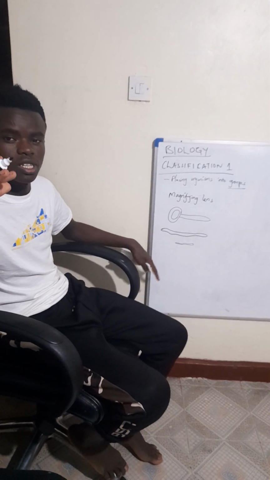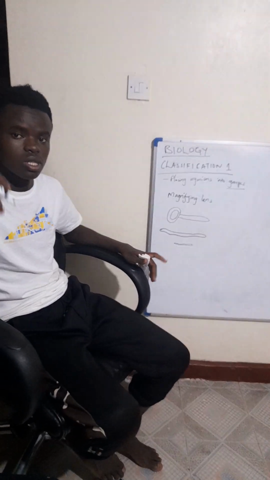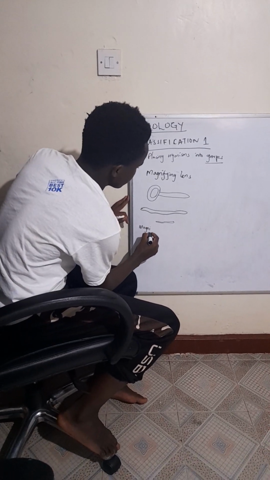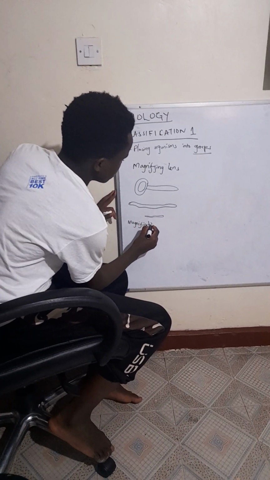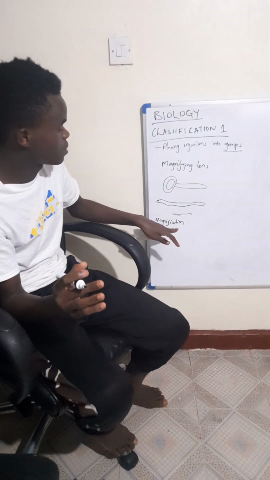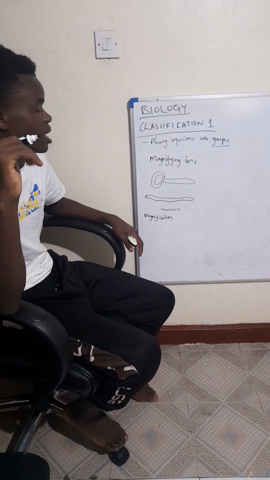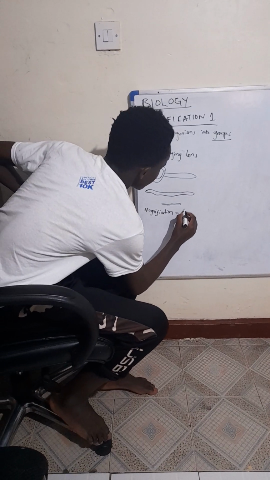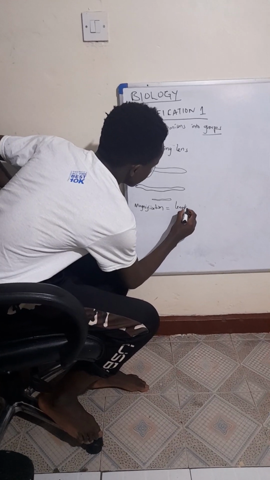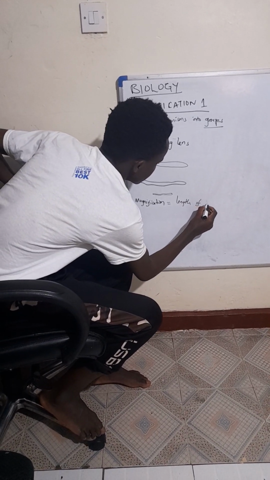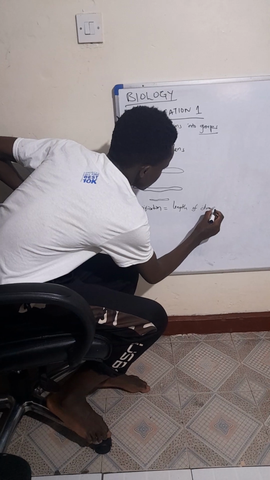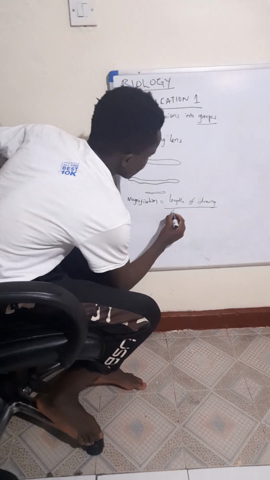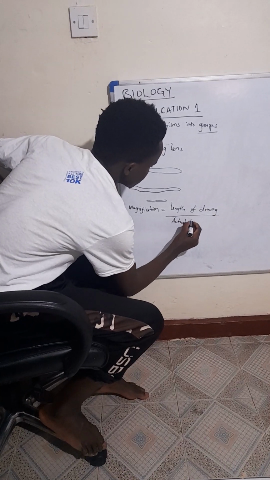So to calculate magnification, we use this formula. Magnification. And remember guys, whenever you are tackling questions on magnification, the formula always has 1 mark, so always remember to include the formula. Magnification equals the length of the drawing, or drawing length, over the actual length of the specimen.